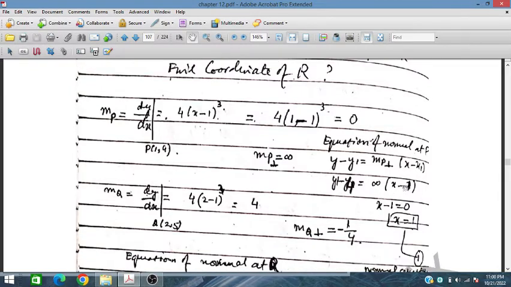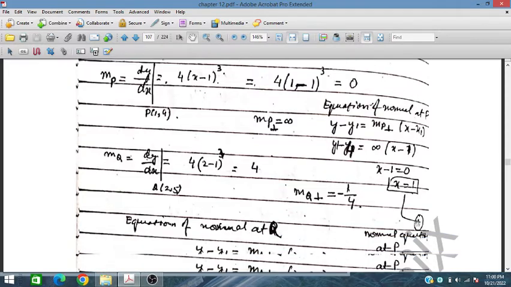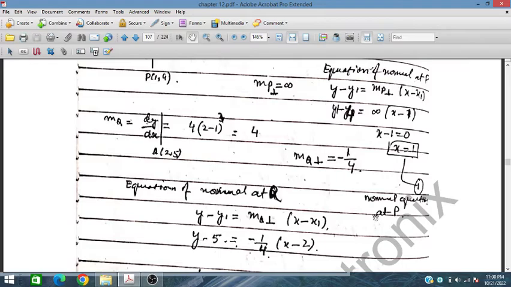So this is x minus 1. The infinity comes here in the denominator, so this part becomes 0. When it comes in the denominator, this part is 0. So x minus 1 is equal to 0, so x is equal to 1 is the normal equation at point P.